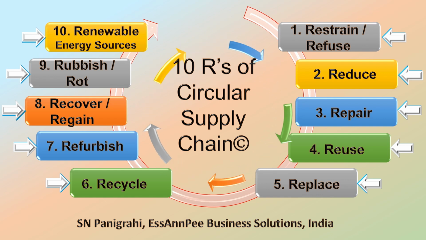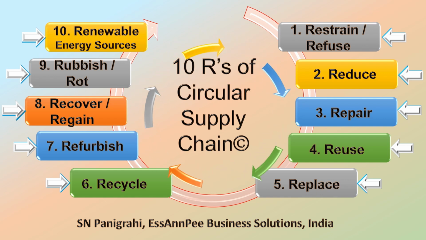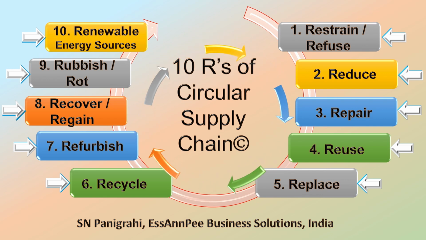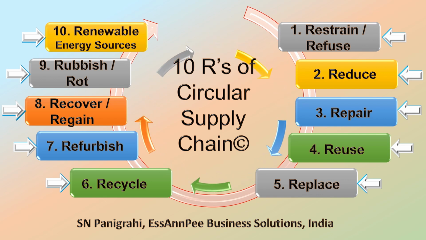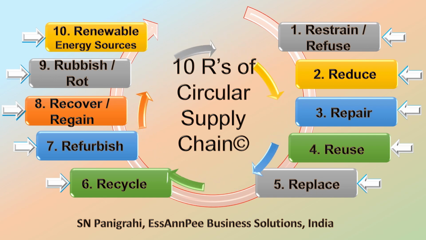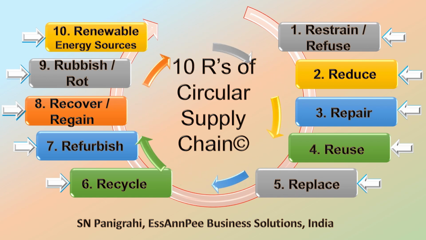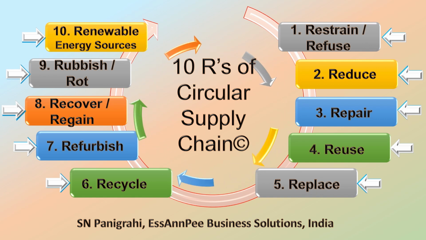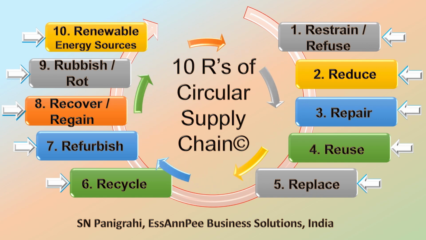The 10 R's of a circular supply chain: restrain or refuse, reduce, repair, reuse, replace, recycle, refurbish, recover or regain, rubbish or rot, and finally use of renewable energy sources aim to minimize waste, optimize resource use, and enhance sustainability by promoting efficient product life cycle management and reducing environmental impact.